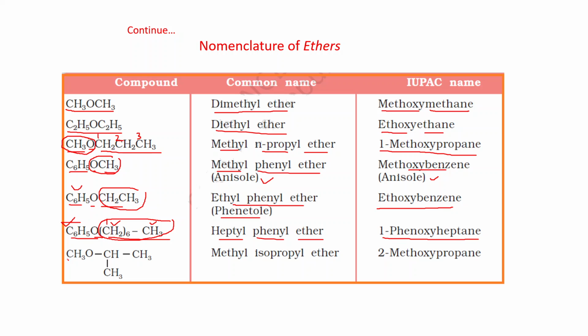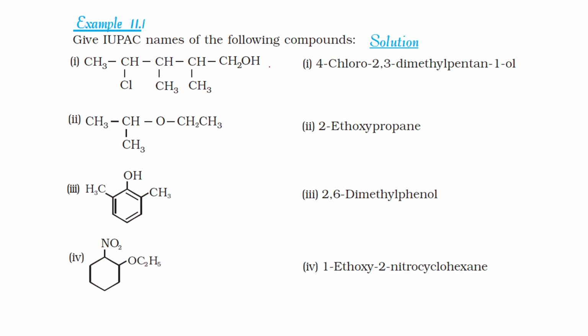Now in this case, this is CH3 and this is isopropyl group. That's why its common name is methyl isopropyl ether, and its IUPAC name is: 1, 2, and 3. On the second carbon atom, the methoxy group is attached. That's why this is 2-methoxypropane. Okay. Now let us see some examples.